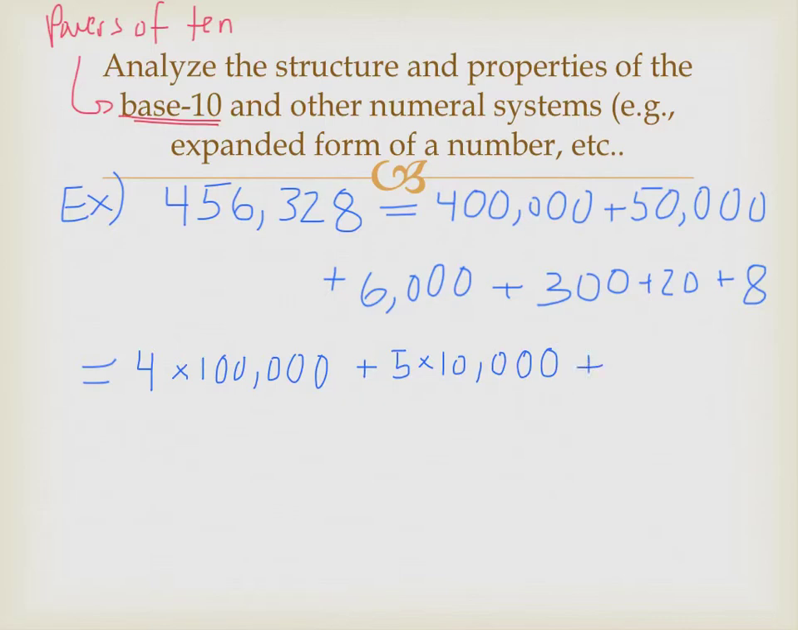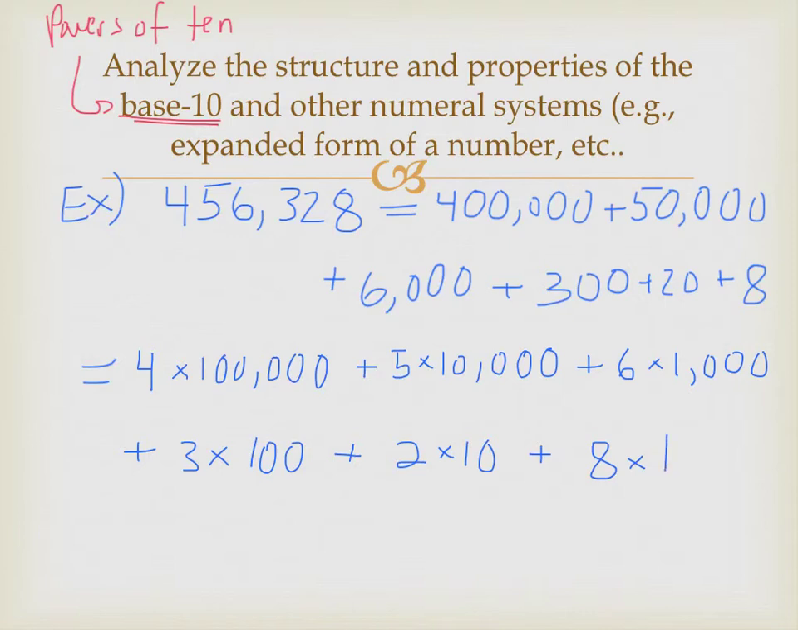Similarly, 6,000, that means there's a 6 in the thousands place, so there's 6 times 1,000 there. There is 3 hundreds. There are 2 tens, otherwise known as 20. And then there is 8 ones. I'm going to write it like this, and I'll mess with it in a moment. Again, I have equal signs everywhere here. This number is equal to this sum, which can be represented as such.